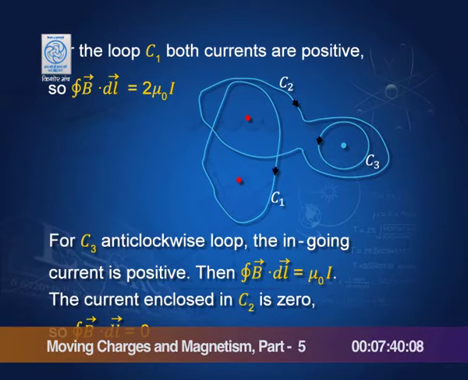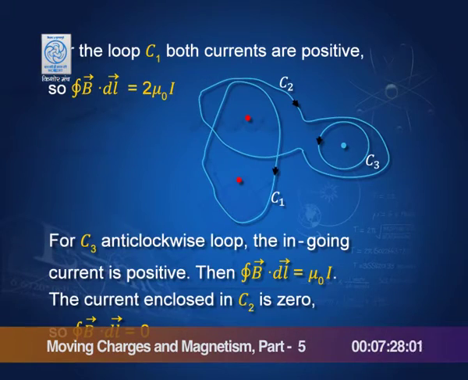And let us take the third loop, C2. In C2, there are 2 currents which are equal and opposite. Therefore, the net current is 0. Therefore, for C2, the integral of B dot dl is equal to 0. To summarize: for C3, B dot dl is equal to mu 0 I. For C2, the integral of B dot dl is 0. For C1, B dot dl is equal to 2 mu 0 I.